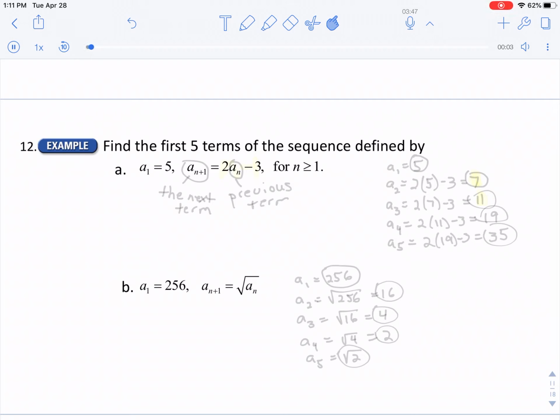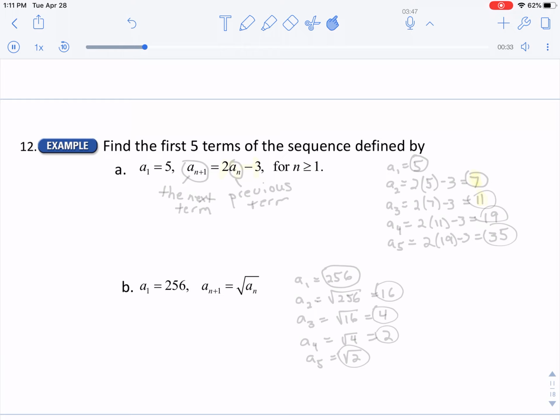This is section 8.1, problem number 12. Problem number 12 is something called a recursive formula. Unlike a general term formula, where if I want to find the 12th term all I do is plug in a 12, you can't do that with a recursive formula, because a recursive formula is based on previous terms. So you have to know all the terms ahead of it before you can find it.